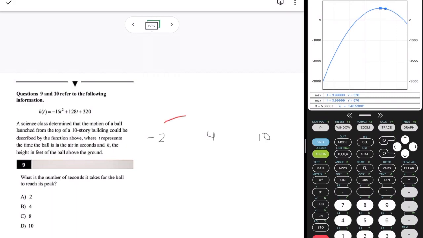So we see that the distance between these two values is exactly 6, which means that this is the very center. So the very center, the number of seconds it takes for the ball to reach its peak, is 4.